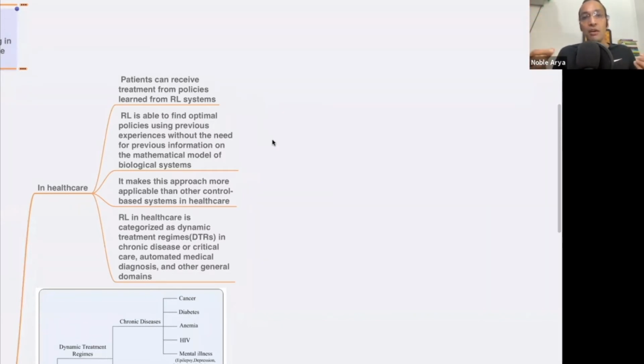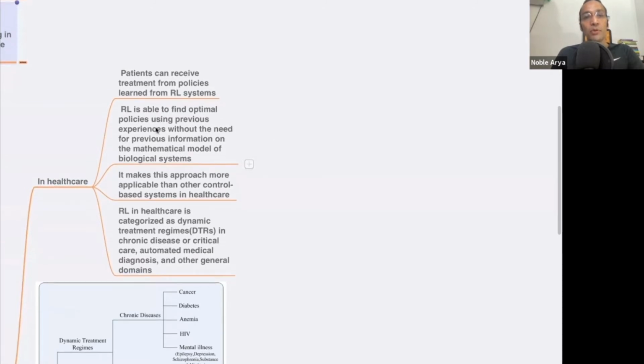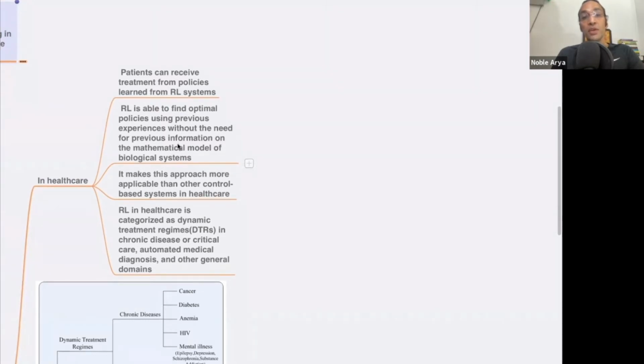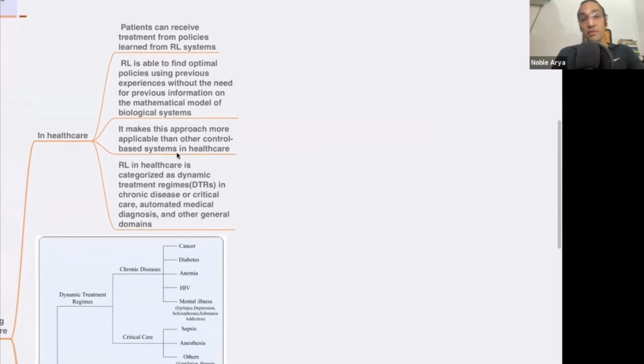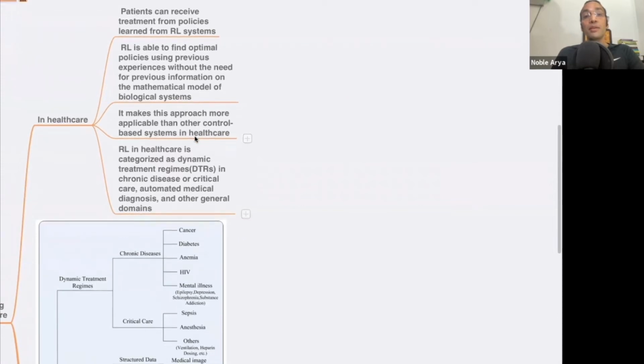We'll be proactive when we use reinforcement learning, and we'll know what kind of food one should eat. Is it organic? Is it nutritional? All these aspects, which right now people don't know. There are hidden things which we don't know. We can use reinforcement learning in healthcare. RL is able to find optimal policies using previous experiences, without the need of prior information on a mathematical model of biological systems. It makes this approach more applicable than other control-based systems in healthcare.